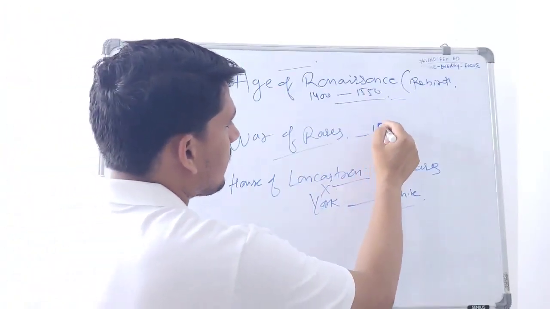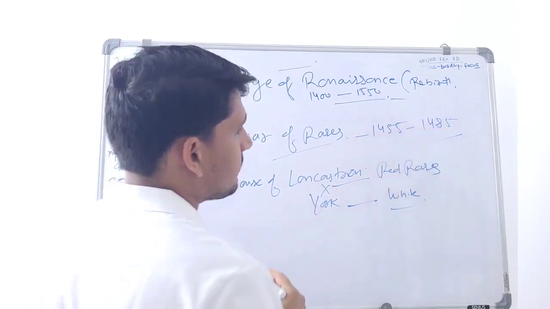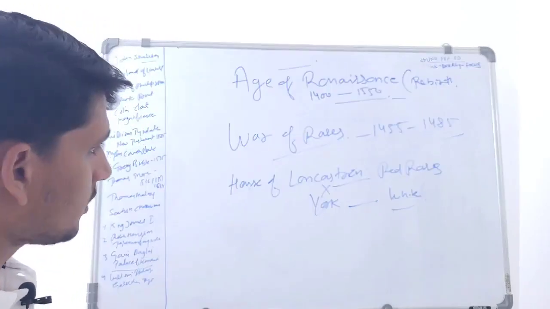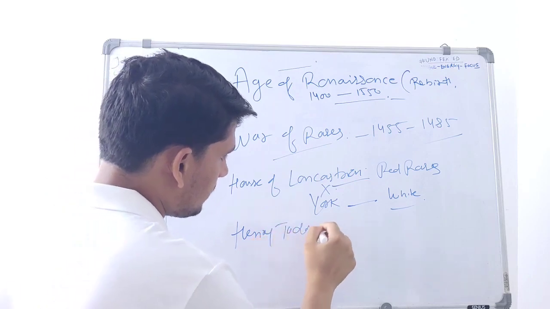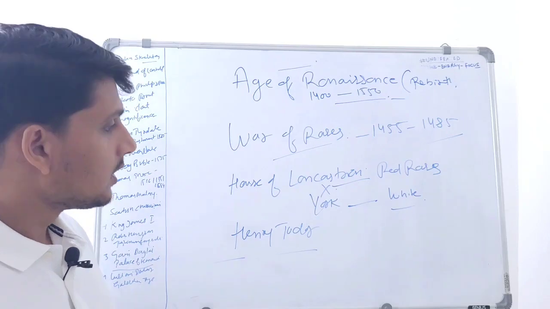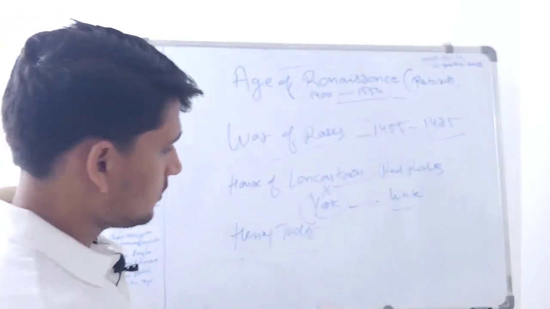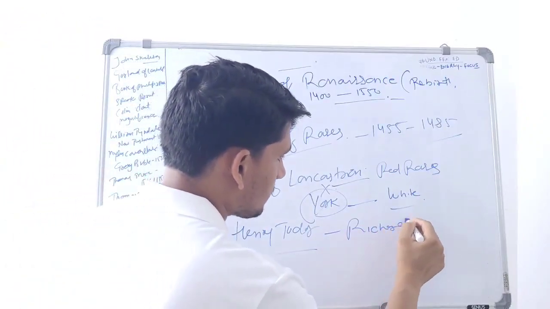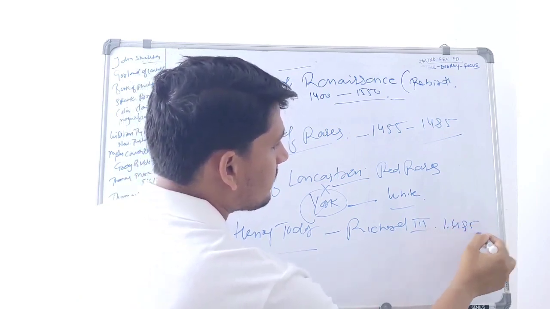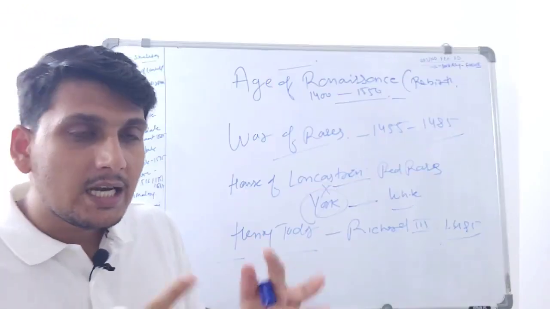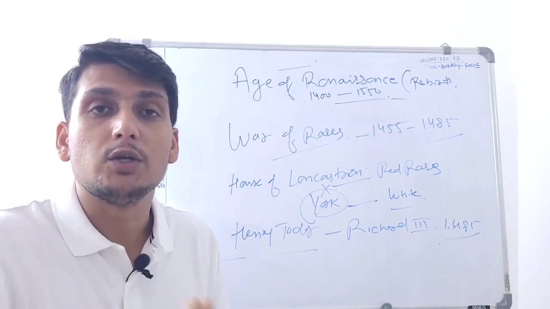It was fought between 1455 and 1485. Almost for 30 years this war was going on. Then what happened? Henry Tudor defeated Richard III, who was the descendant of the House of York. Who did he defeat? Richard III, in 1485, and he consolidated the dynasty of Tudor. This is how your dynasty of Tudor came into existence.